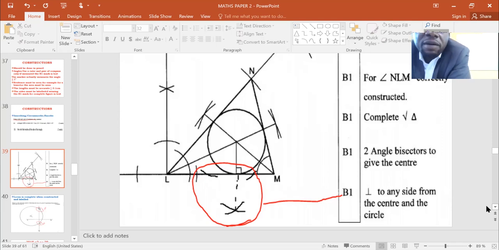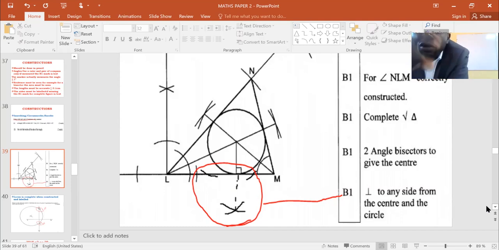If the circle is there, however perfect it is, and I'm not able to see the perpendicular bisector dropped from the center, and when I talk about the center, that is the point of intersection of the 2 bisectors, if I cannot see any perpendicular bisector from that point to any of the sides in an attempt to find the radius, that last 1 mark will be lost. And that is what always happens to students.